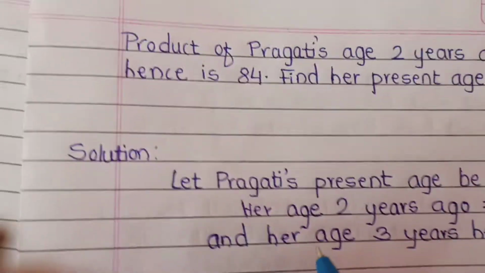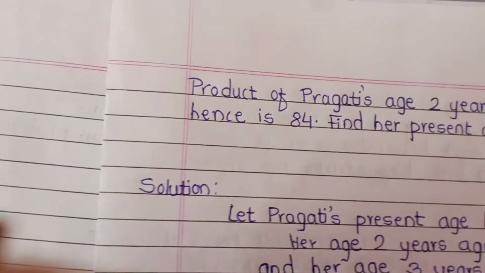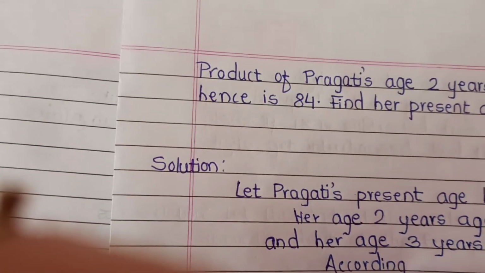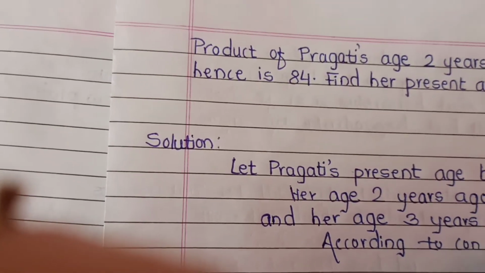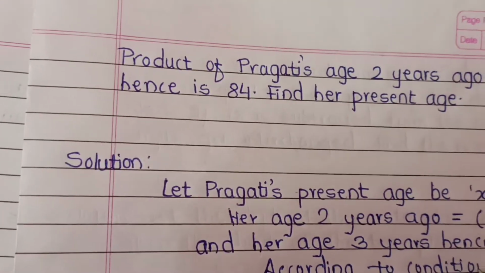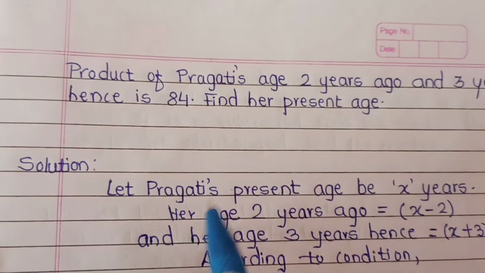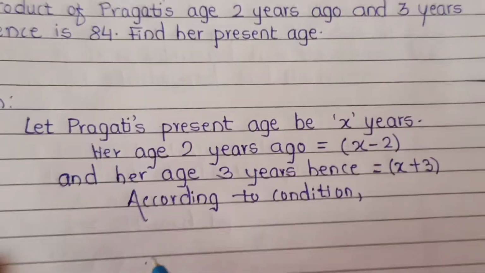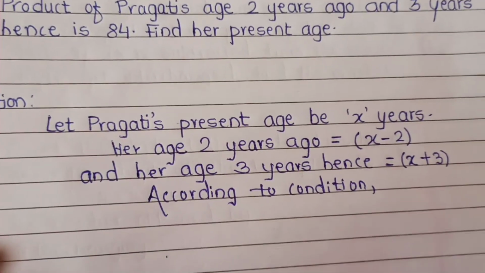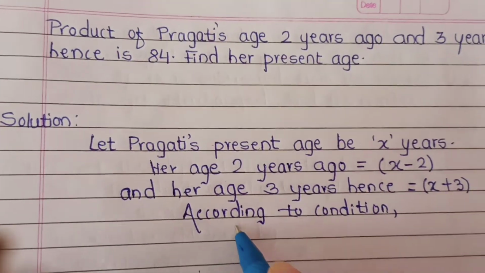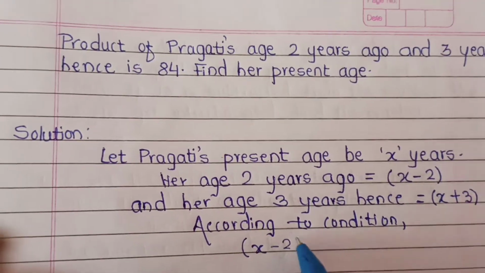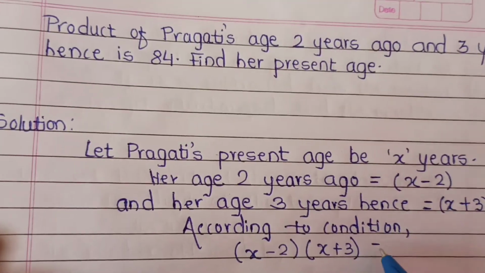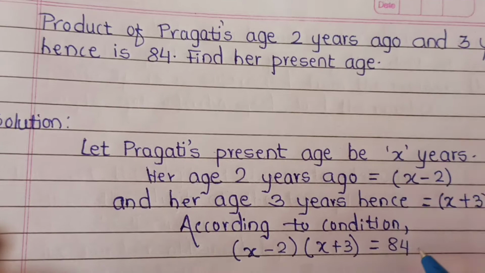So according to the condition given in the problem, we can frame the equation. It's given in the problem the product of her ages, product that is multiplication of her ages 2 years before and 3 years hence. So her age 2 years before multiplied by her age 3 years hence, and this is equal to 84.